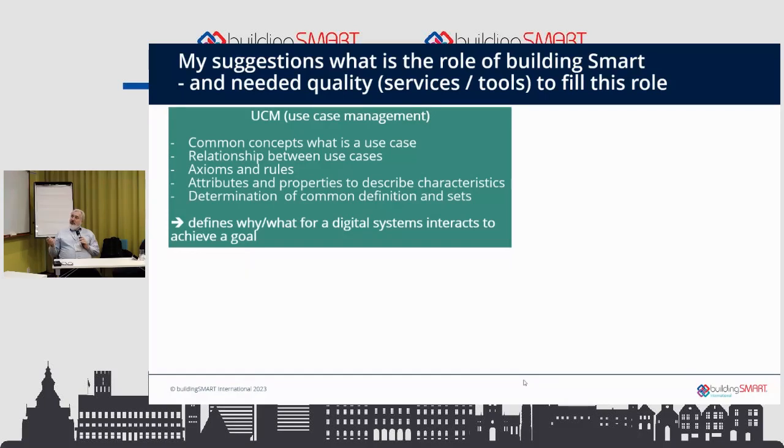So we need common concepts. What is a use case? If we have that, we need relationships to define relationships between use cases, and we need axioms and rules for how these use cases work. We need attributes and properties to describe the characteristics and the determination of common definitions and sets. All together, this will define why and what for a digital system interacts to achieve a goal. It's not saying this is a column, it's saying this is the data you need to produce this column, to concretize this column. This is the data you need to plan the column.